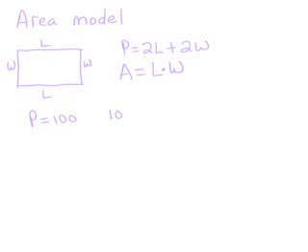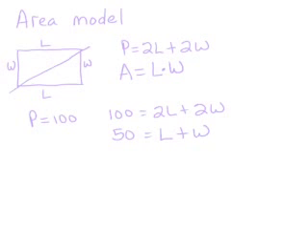So I'm going to say, all right, 100 must equal 2 lengths plus 2 W's. Well, what if I only want 1 length and 1 W? Then that must be 50, because that's half of 100. And I only need half of the perimeter, so half of 100, or half the perimeter, would be 50.